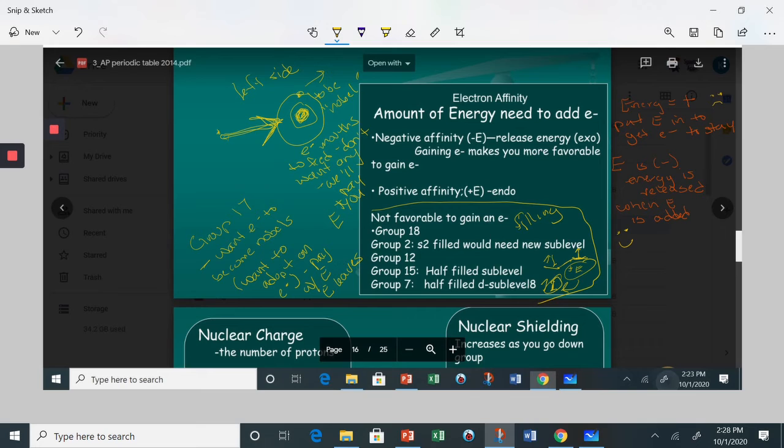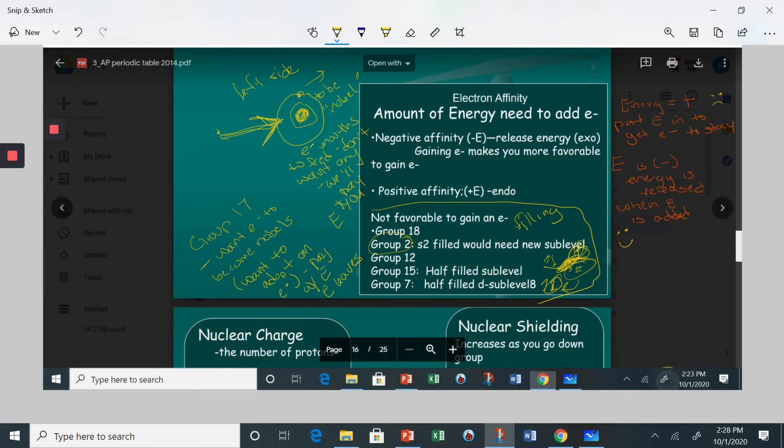Because you're going to a higher energy level. Yeah, but it's a difference in E. How much E did it take to get this electron in here? Okay, so if you're an element in group 2, you get a little drop because you have to make a change. If you're going from group 2 to group 3, your E goes up.